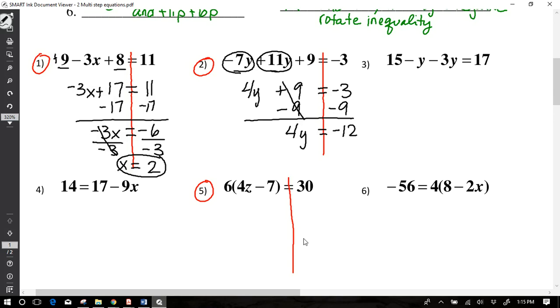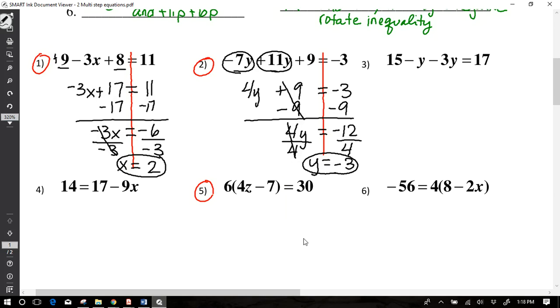My last step is to divide by the coefficient of the variable term on both sides. Remember, coefficient is the number in front. Okay, negative 12 divided by 4 is negative 3. And that's my final answer.